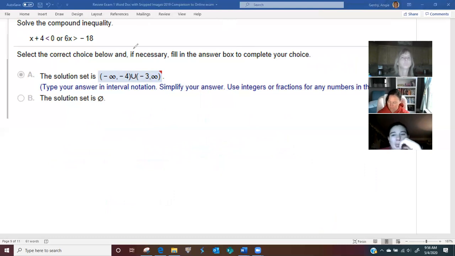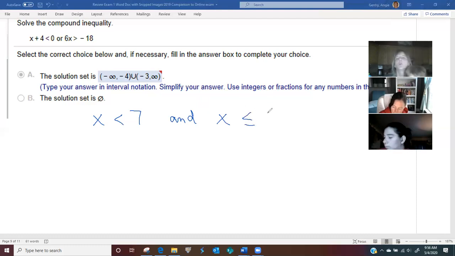Okay, what was I doing? X is less than 7? No, 2? I don't remember. 7. It was X is less than 7. So let's do an and. X is less than or equal to 5, okay?